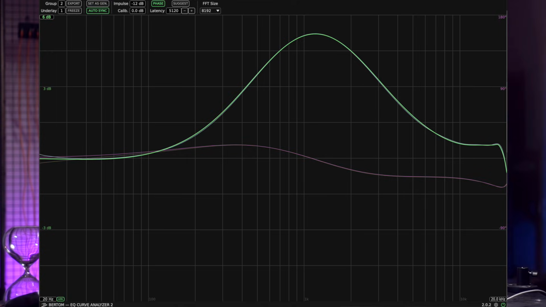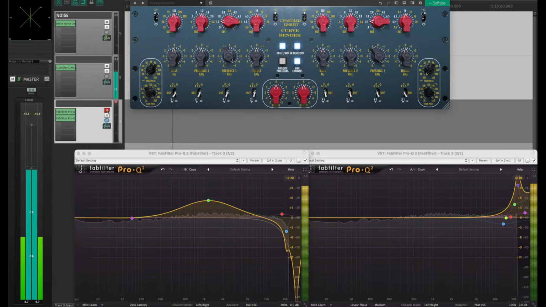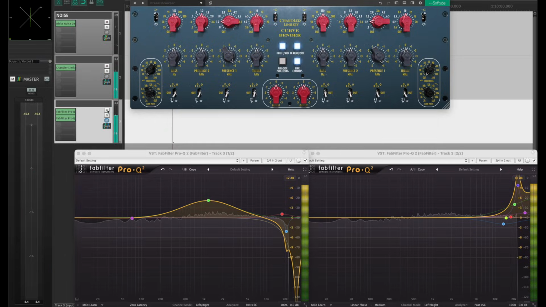So my second approach is a bit more brute force. I matched the phase response with a minimum phase EQ and then just evened out the frequency response with a linear phase EQ, and then we perfectly match the frequency response and the phase response, and you can see that here with EQ Curve Analyzer. It's basically identical one-to-one in terms of the phase and in terms of the frequency response of the Curve Bender. Of course, we can A/B test it as well. To me, it sounds pretty close.